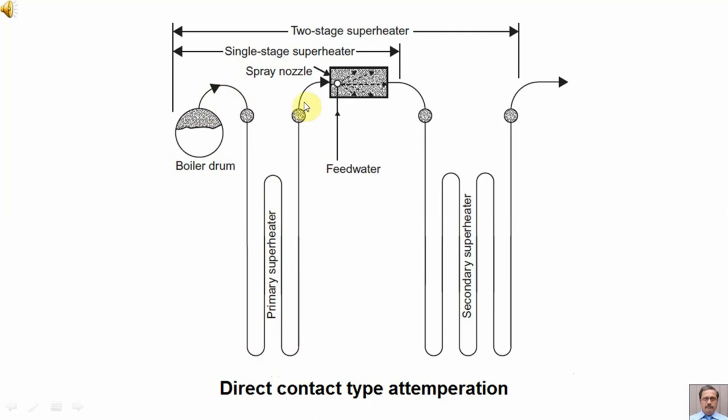Then this primary steam is entering a header in which there is an arrangement for spraying cool water in the header. So this water is coming in direct contact with the primary steam. The mixture of steam and water is now entering the secondary superheater, and then we are having the outlet of the steam here.